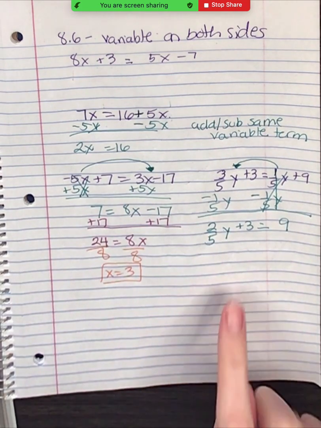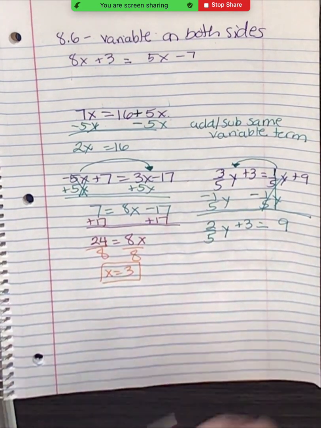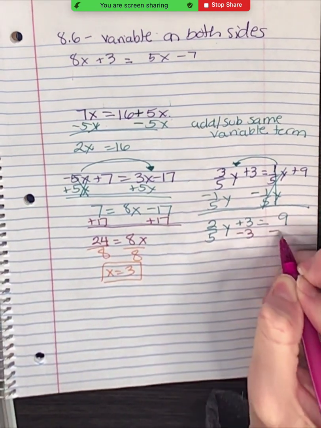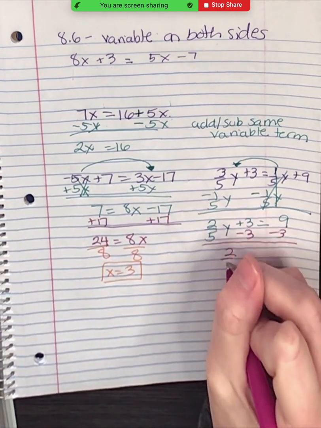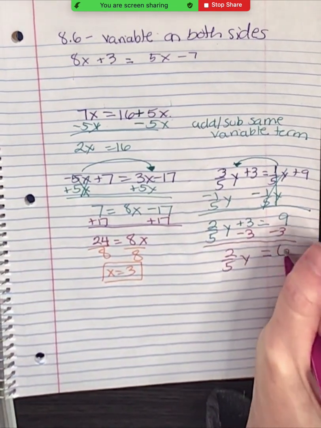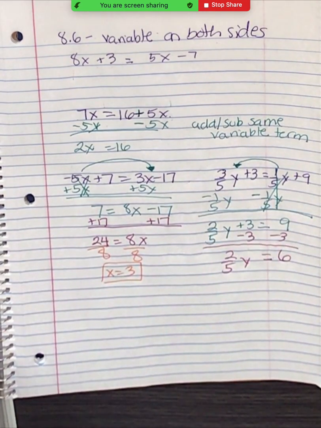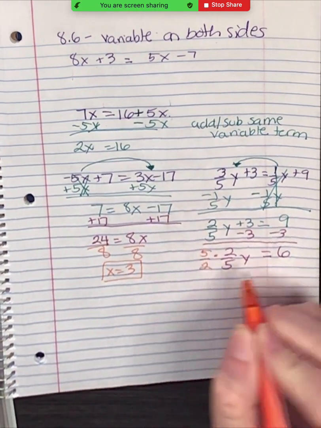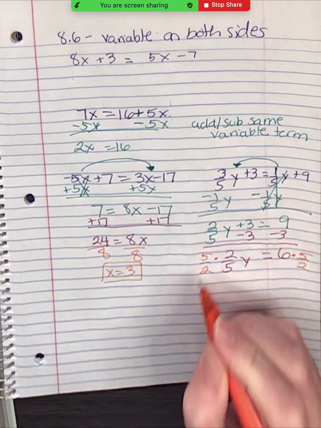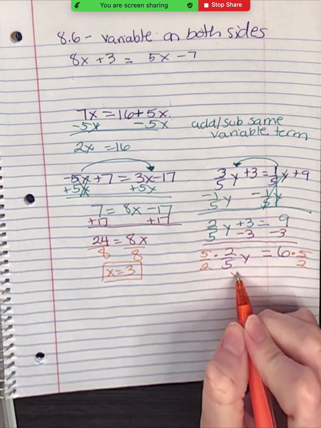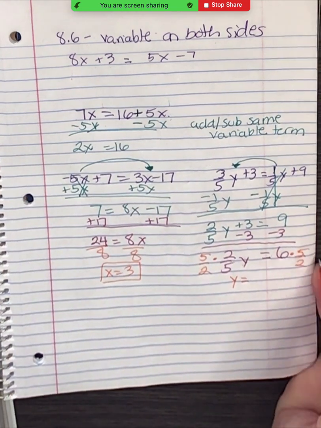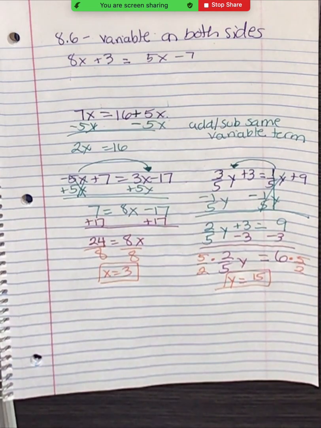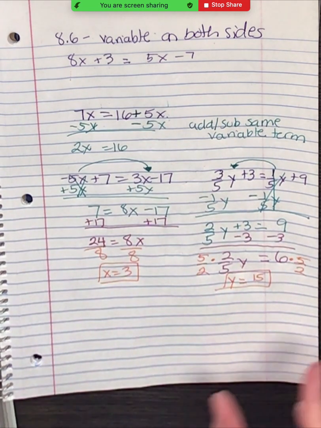Okay, now it's like what we've done before. So I need to move the numbers to the other side. So I'm adding 3. I need to subtract 3. So I get 2/5 y equals 6 because I'm subtracting it from both sides. It's a fraction, so we're going to multiply both sides by the reciprocal. So 5/2 times 2/5y is just y, and then 6 times 5/2 would be 15. So we get y equals 15. Okay.